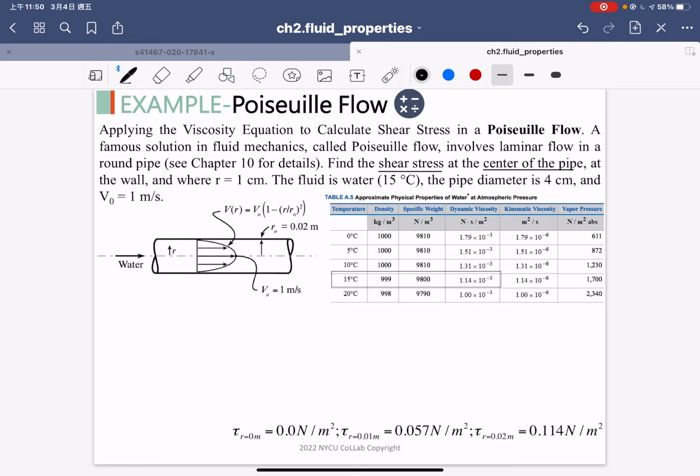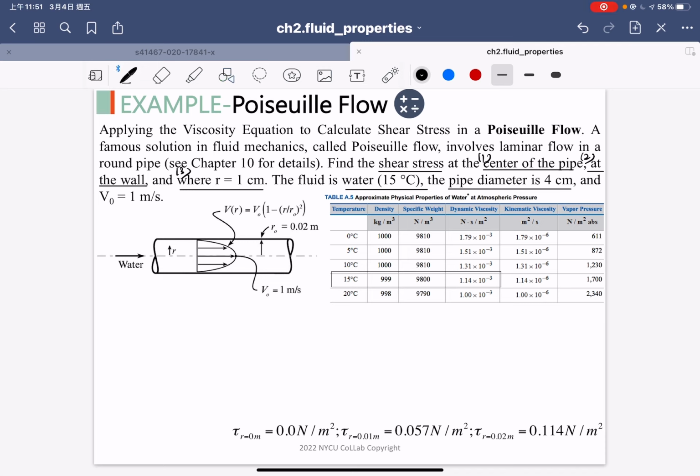This is the one, and please find out the shear stress at the wall. So this is the 2. And the 3, please find the shear stress where R is equal to 1 centimeter. And our condition is the water is 15 degrees and the pipe diameter is 4 centimeters.